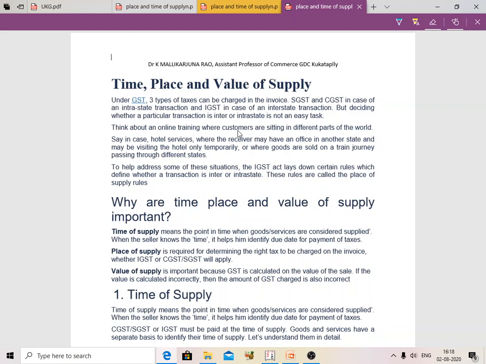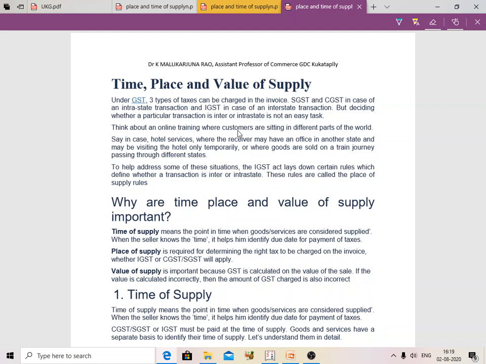At the same time, the place of supply is also very important if it is an interstate transaction, a transaction between two states. Without knowing the place of supply, we don't know which tax we are going to collect. If it is an intrastate transaction, we are collecting CGST plus state GST, that is central GST and state GST. But if it is an interstate transaction, between two states, we are collecting integrated GST.